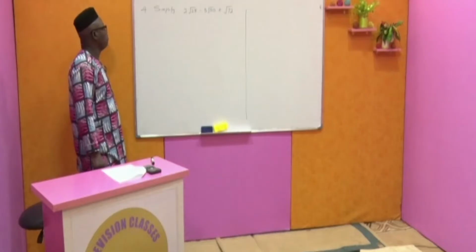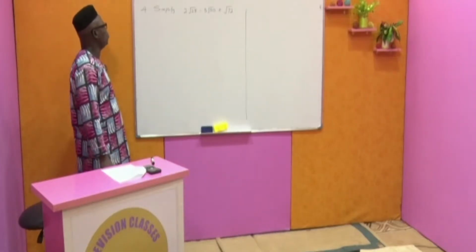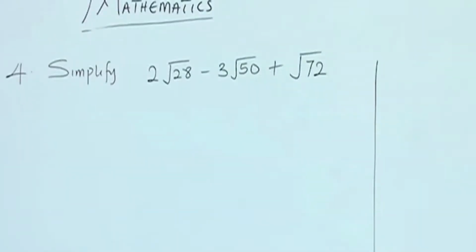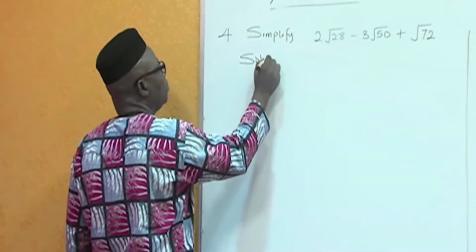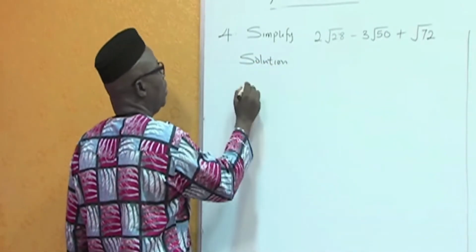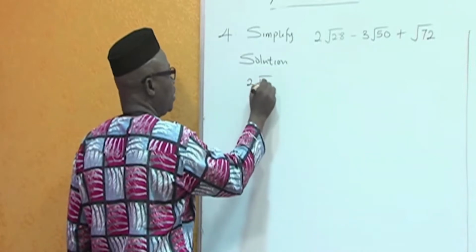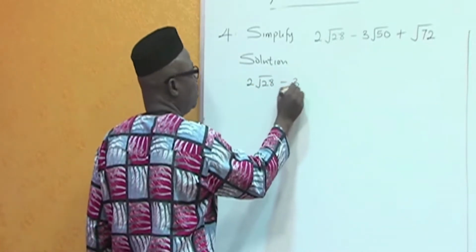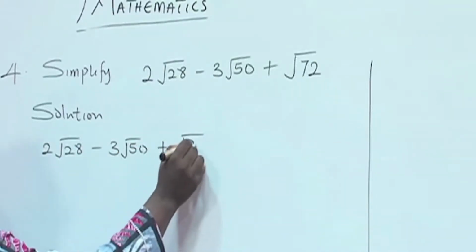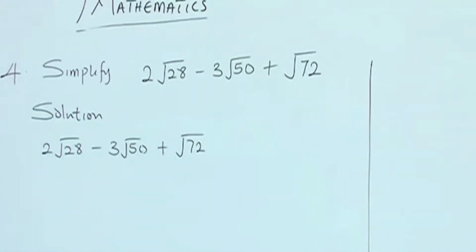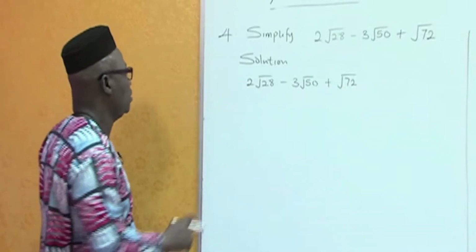Looking at question number 4, we are asked to simplify 2 root 28 minus 3 root 50 plus root 72. So the solution to this: we have 2 root 28 minus 3 root 50, then plus root 72. We'll simplify using the perfect squares.